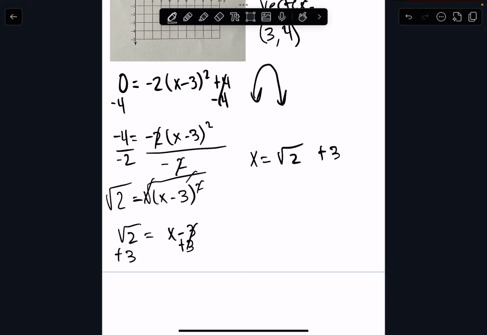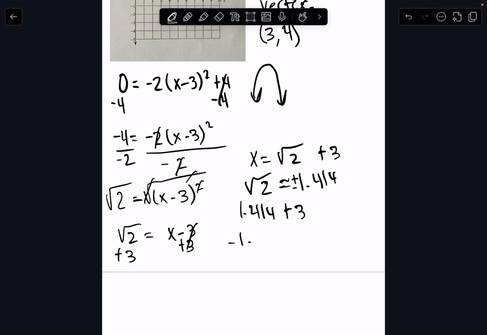And if you take out your calculator and put square root of 2 into your calculator, you will find that the square root of 2 is about 1.414. But since it's a square root, we actually know that it's going to be plus or minus 1.414, because even negative 1.414 squared is the same as 1.414 squared. So now we're going to take the two versions, so 1.414 plus 3 and negative 1.414 plus 3.